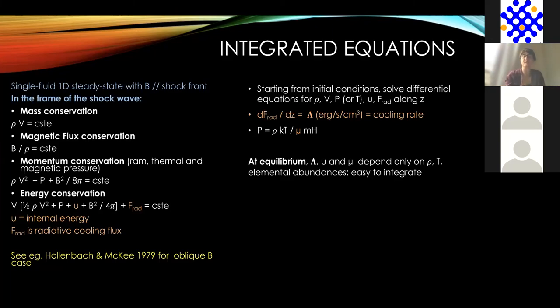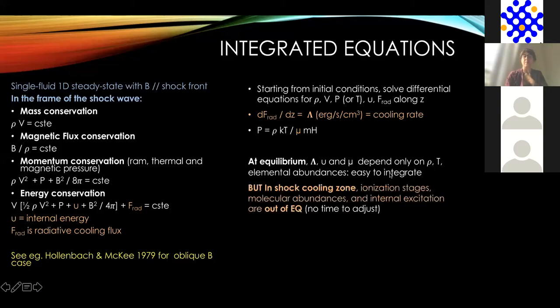And that's it. Let's say you're in an H2 region. If you know the density, the temperature, and the elemental abundances, you can calculate the ionization stages, how much is ionized, how much is neutral, you can calculate the cooling, and then you can integrate the equations quite easily because lambda is just lambda, and U and mu only depend on these two quantities. But in fact, in shocks, usually the rho and T vary too fast for the abundances and the excitation and the ionization to follow, to be at equilibrium.